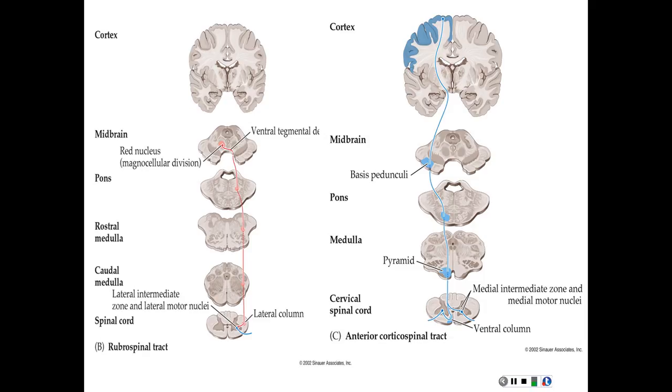Those axons bifurcate to go both left and right. So the axon here descending on the left side, when it gets to the appropriate level of the spinal cord, bifurcates to innervate neurons both on left and right to influence the midline structures.